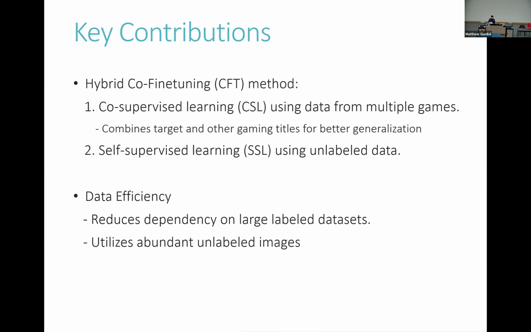So I listed the key contribution of this study. We proposed a hybrid co-fine-tuning method. We may call it SAFETY, and it has two parts: co-supervised learning and self-supervised learning. The co-supervised learning can use data from multiple games. They can combine the target and other game titles for better generalization. And the self-supervised learning part can use unlabeled data. So it is data efficient. It can reduce dependence on large labeled data sets, and it can also utilize abundant unlabeled images.